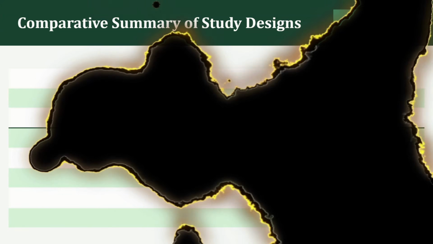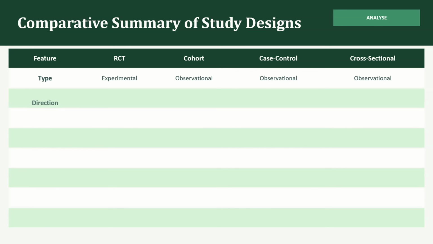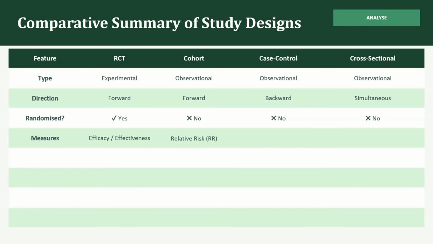Let's compare all four designs side by side. First, direction. RCT and cohort go forward in time. Case control goes backward. Cross-sectional is a snapshot, one moment in time. Second, randomization. Only RCT uses randomization. All others do not. Third, key measures. RCT measures efficacy: does the treatment work? Cohort measures relative risk. Case control measures odds ratio. Cross-sectional measures prevalence.